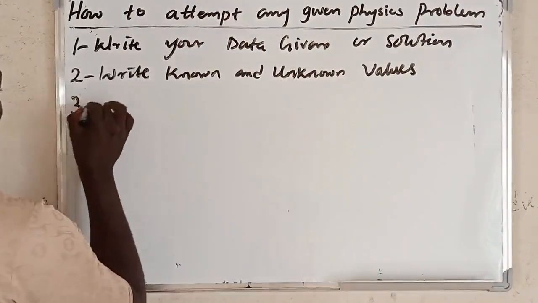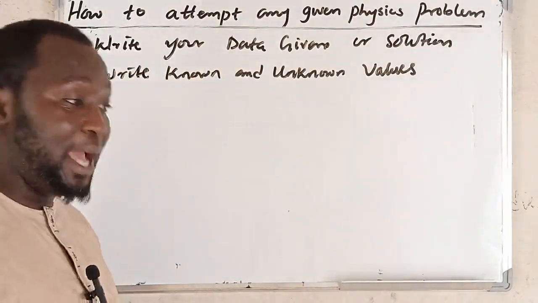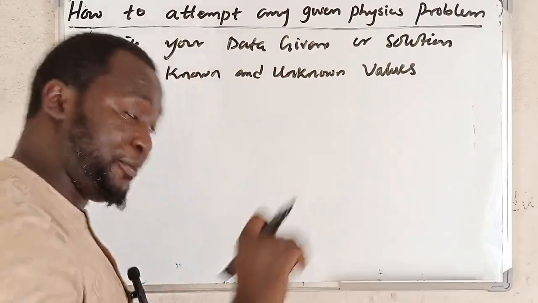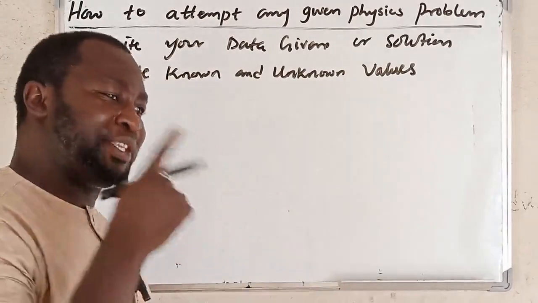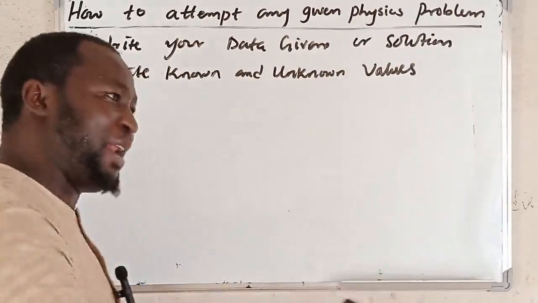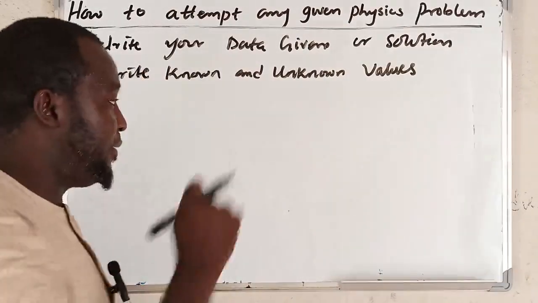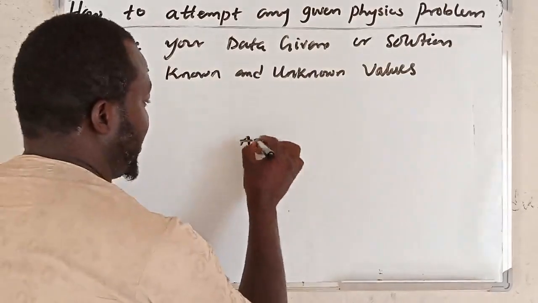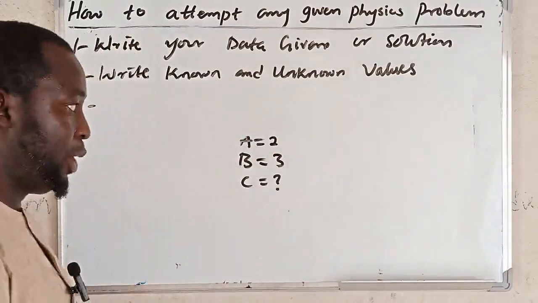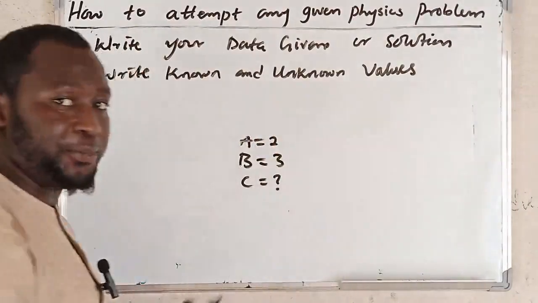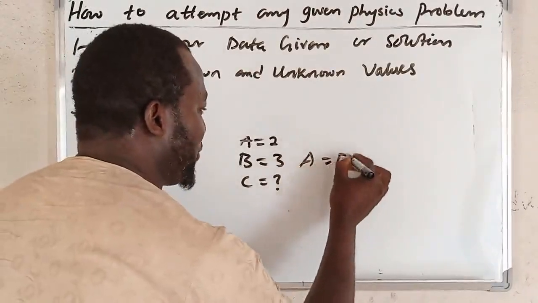After picking out the known and unknown values, a reasonable student will think of the formula. And if that problem has a formula, writing your known and unknown values will make it easy for you to think of the formula related to those values you picked out from the problem. For instance, if A is given as 2, B is given as 3, C is unknown, you pick all this out from the problem given to you. Then you know there is a formula that says A equals B times C.